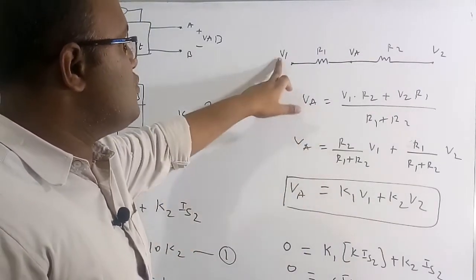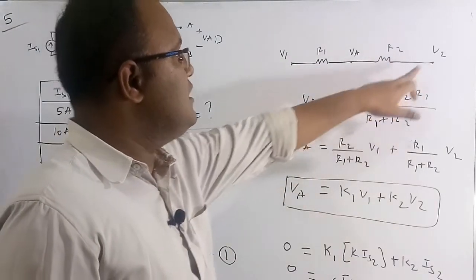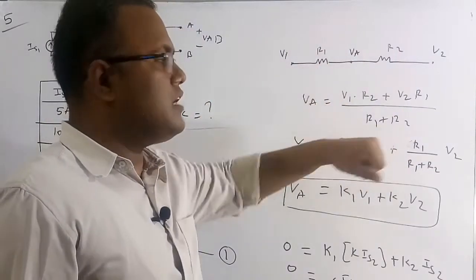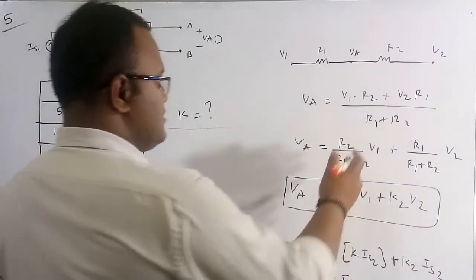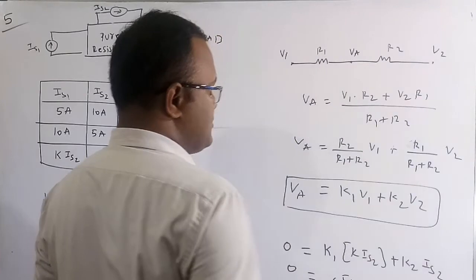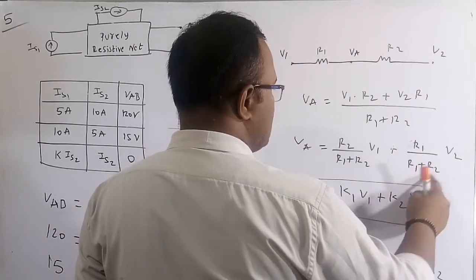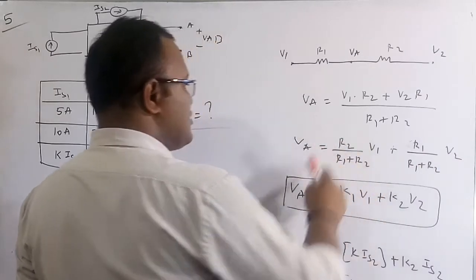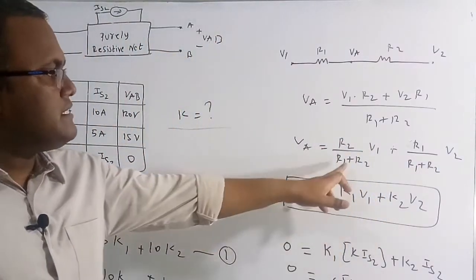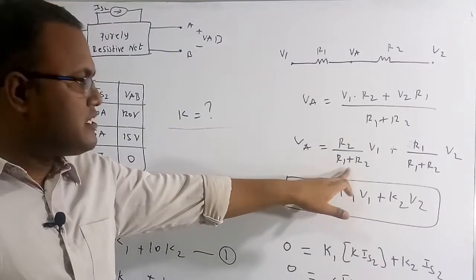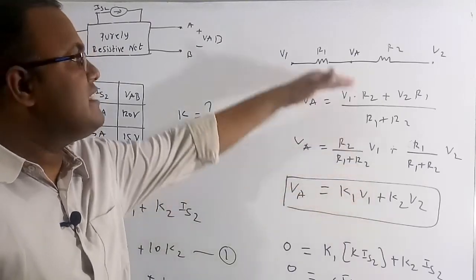VA is equal to (V1 into R2 plus V2 into R1) by (R1 plus R2). Now I am going to take this denominator for each numerator. So R2 by R1 plus R2 into V1 plus R1 by R1 plus R2 into V2. This is a constant term, irrespective of the source voltage or source current. It depends only on the network values.